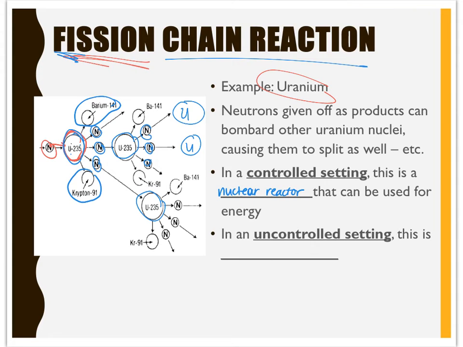But the reason it can happen in a controlled setting is because there's this apparatus called control rods, and the control rods absorb some of the neutrons that are given off and stop them from going haywire and colliding with more and more uranium and just keep on with fission. But if it does go out of control, this is an atomic bomb. If those neutrons can just keep colliding with additional uranium, that's an atomic bomb.